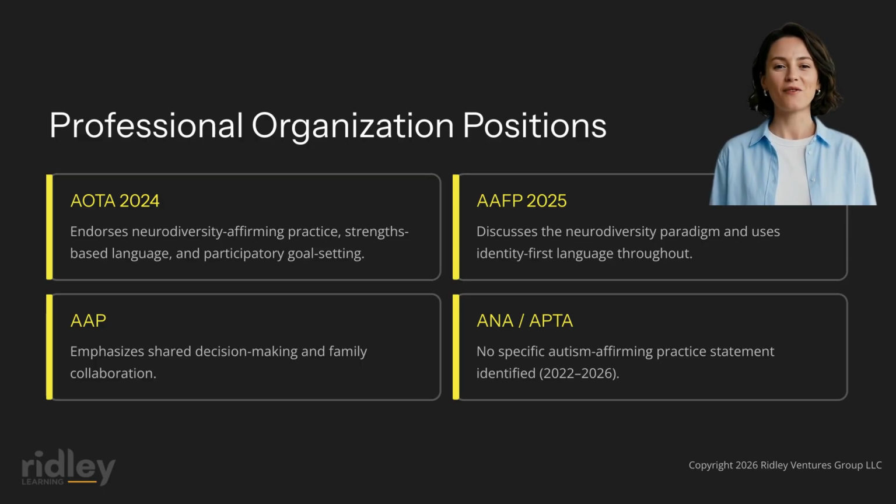The American Academy of Family Physicians' 2025 Primary Care Review explicitly discusses the neurodiversity paradigm and chose to use identity-first language throughout, explaining that doing so respected the self-advocate perspective. In pediatric medicine, the American Academy of Pediatrics has increasingly emphasized shared decision-making and family collaboration in evaluation and choice of interventions, and a 2023 JAMA clinical review similarly endorsed person-centered, neurodiversity-informed primary care practice. By contrast, no specific autism-affirming practice statement has been identified from the American Nurses Association or the American Physical Therapy Association within the 2022 to 2026 literature. This is a gap that clinicians in those professions should be aware of when seeking guidance.